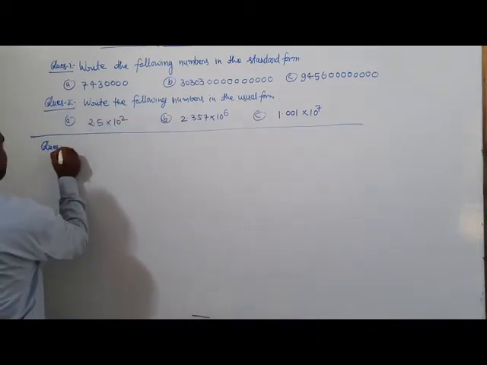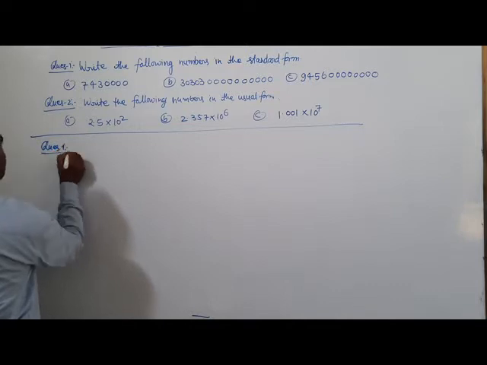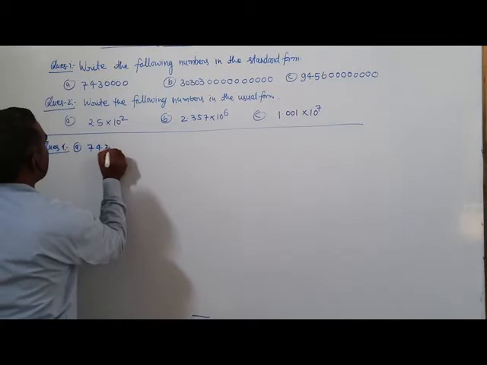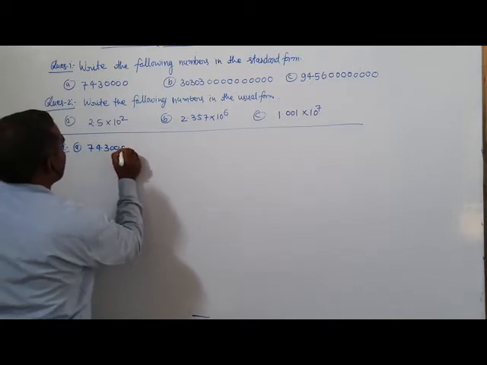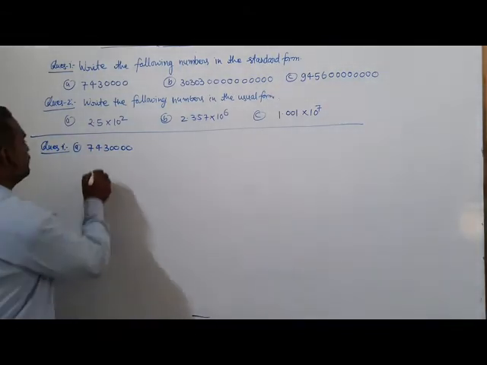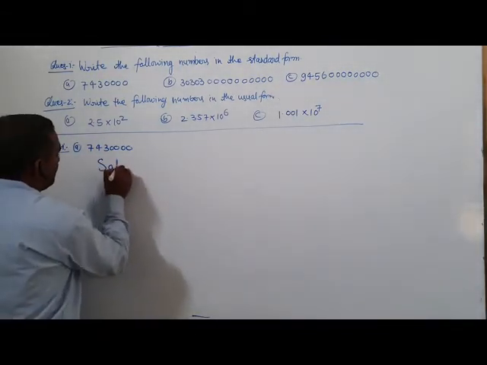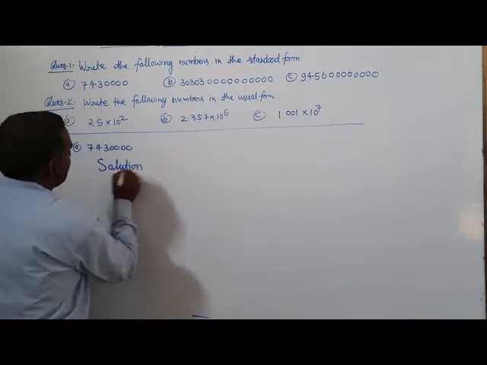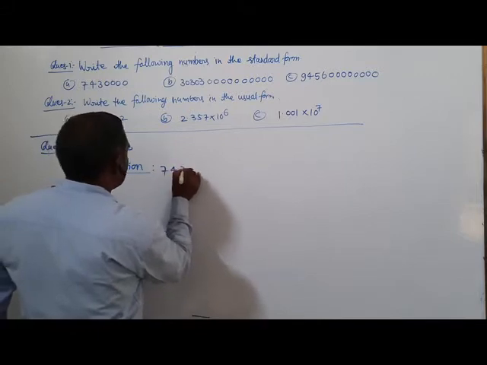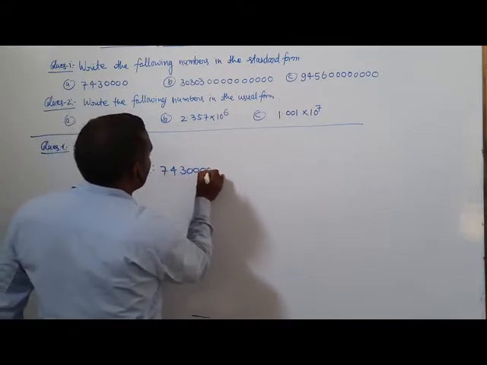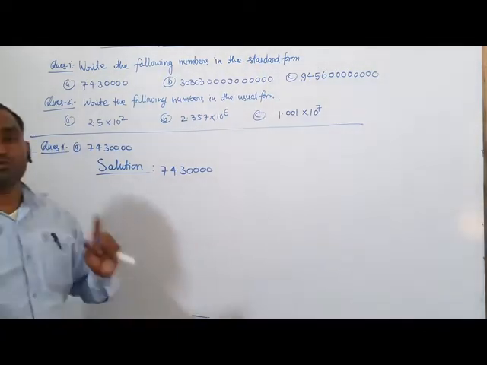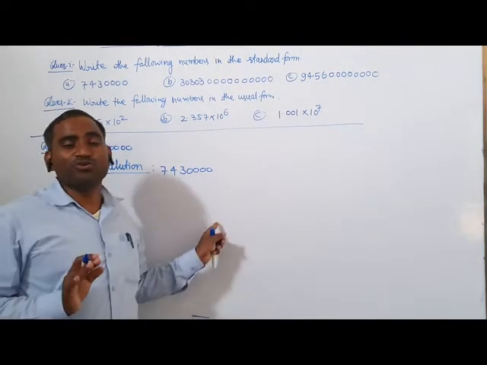Question one, A. 743123440. This is a number, and we have to write it in standard form. The value of this number should be between 1 and 9.